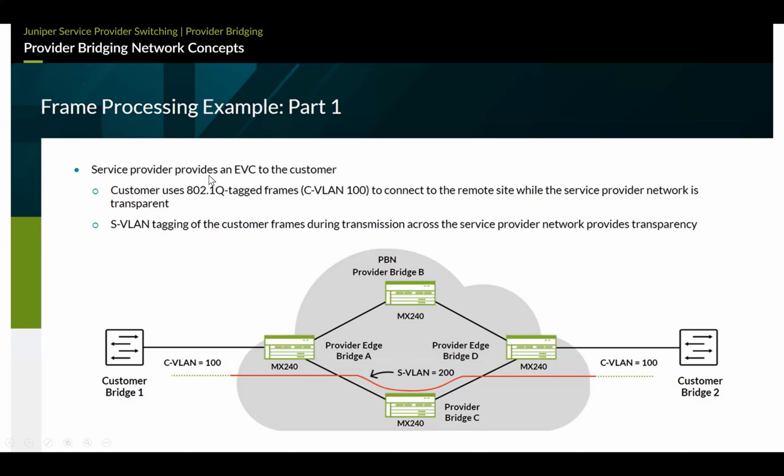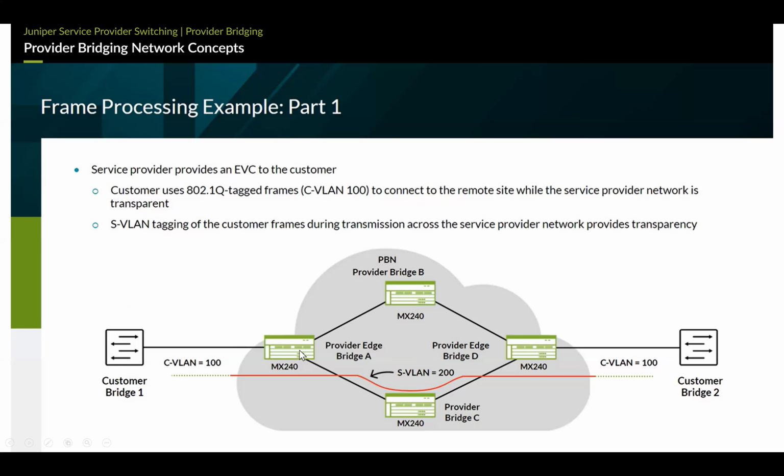So service provider, basically customer uses 802.1Q tag frames. That means CVLAN to connect to the remote site while the service provider network is transparent. SVLAN tagging of the customer frames during transmission across the service provider network provides transparency. That means when receiving this frame in MX240, they insert both tags, C VLAN tag and S VLAN tag. C VLAN tag is 100 and S VLAN tag is 200.